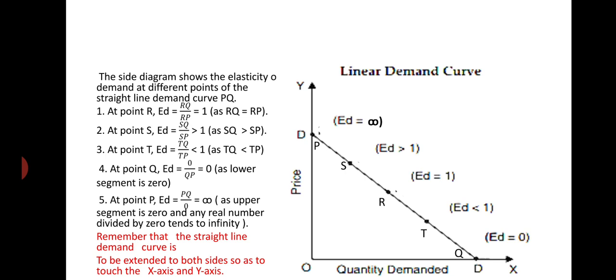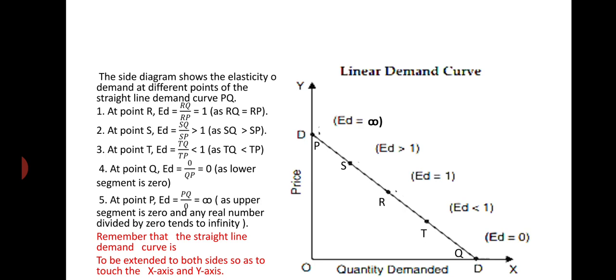At point T, what is ED? What is the lower segment from point T? TQ. What is the upper segment? TP. So the elasticity of demand at point T is TQ by TP, which is less than 1.